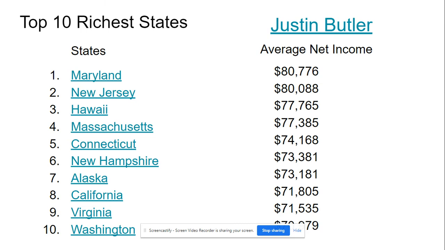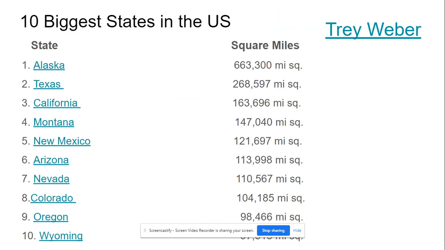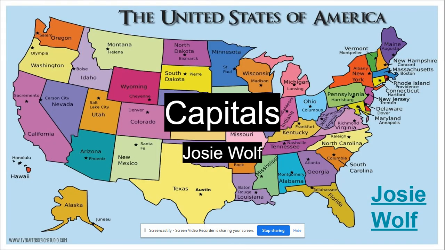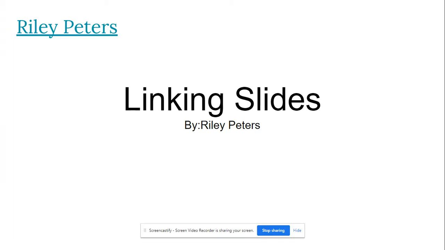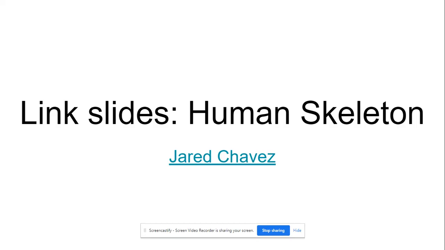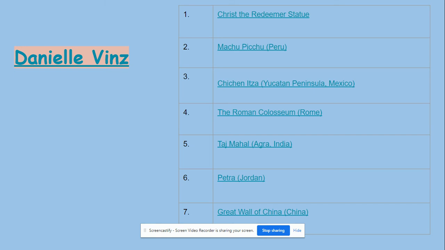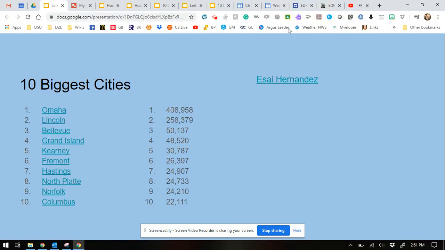Richest states, that was interesting. Elements in the periodic table, biggest states, capitals. That was good. I love this where you do this in the background like that. I don't know what this was. Largest South Dakota counties. Human skeleton, very good. I don't know what the title of that one is. Biggest cities. Okay, so that gives you some ideas of what's going on.